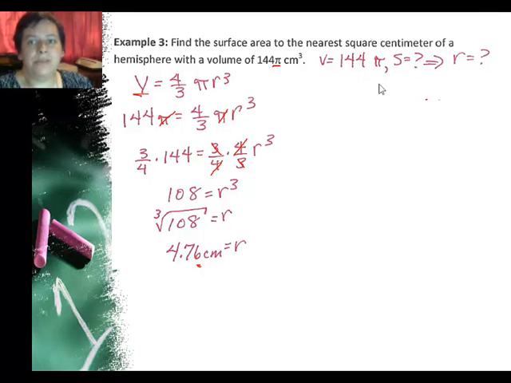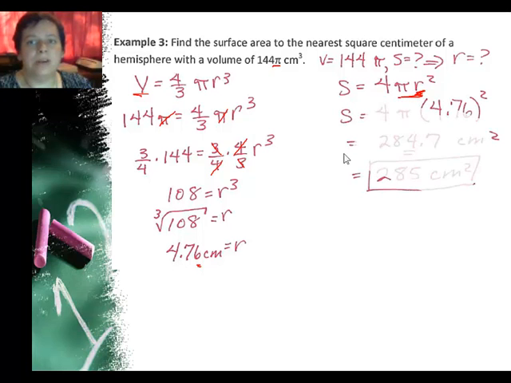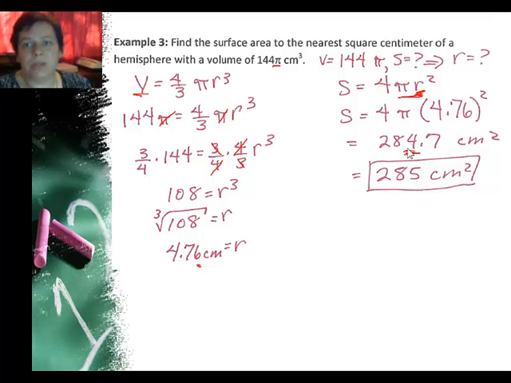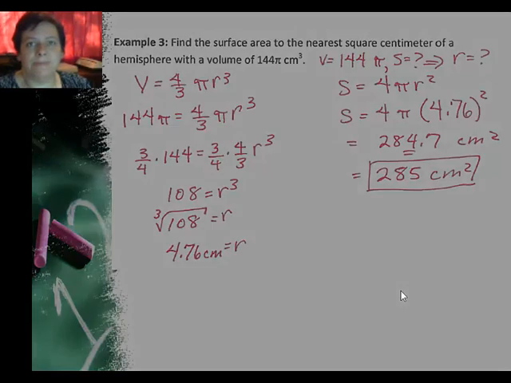Now I'm going to write down the formula for surface area, which is 4 pi r squared. I'm going to take this value right here and substitute it in for r right there. So S equals 4 times pi times 4.76 squared. Using the calculator, I get 284.7 centimeters squared. Since I'm rounding to the nearest whole centimeter, when I say nearest square centimeter, that means the nearest whole. I have my answer is 285 square centimeters.